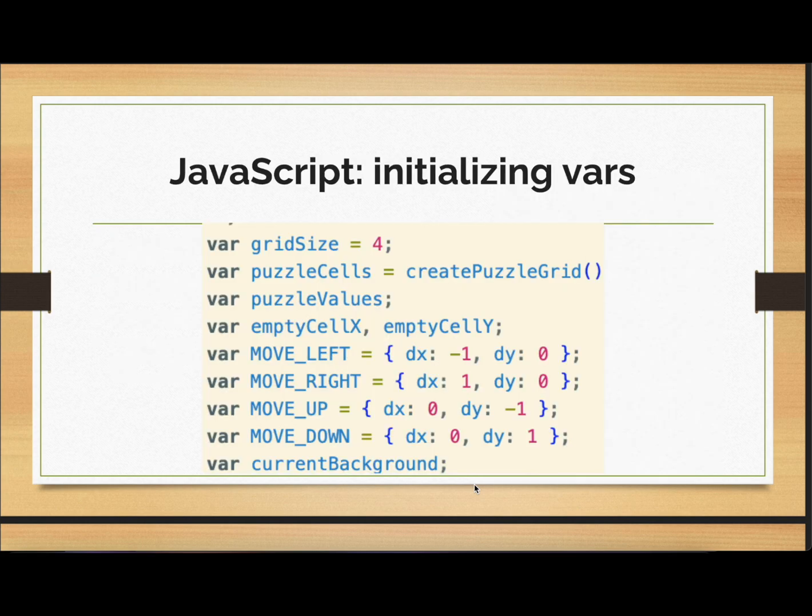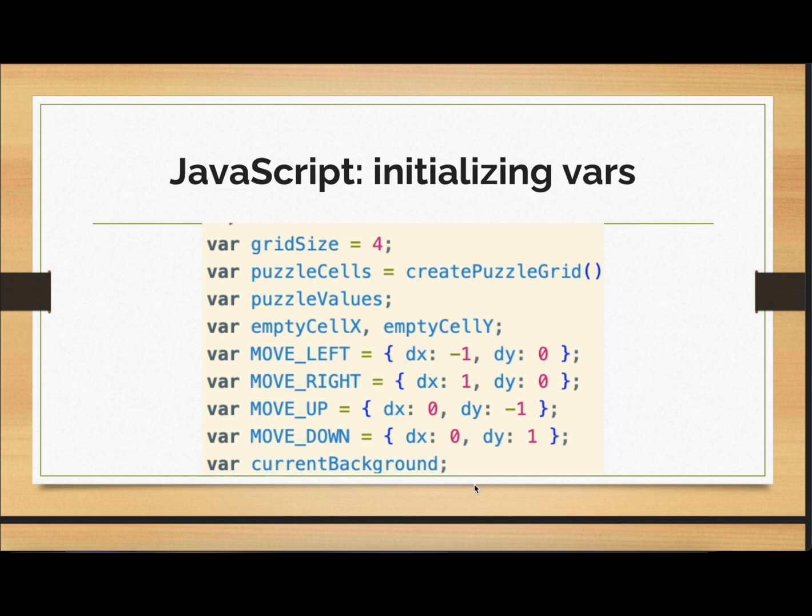Now we'll dive into the JavaScript. The first part of the JavaScript file is just initializing all the variables. So you have the grid size, then we have a function called createPuzzleGrid, which I'll go over in a little bit. We create a couple of other variables. The empty cell X and Y variables just track where the empty cell is in the grid. The puzzle values variable just tracks where the puzzle values all are.